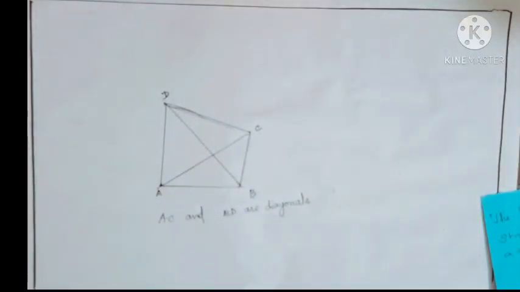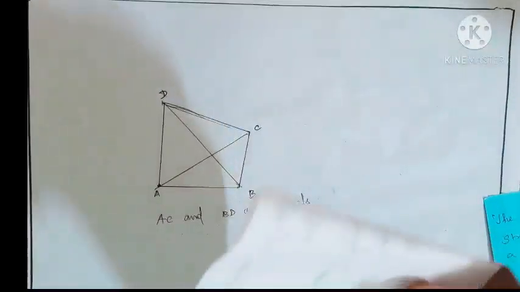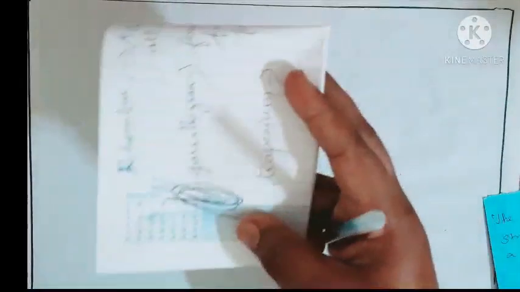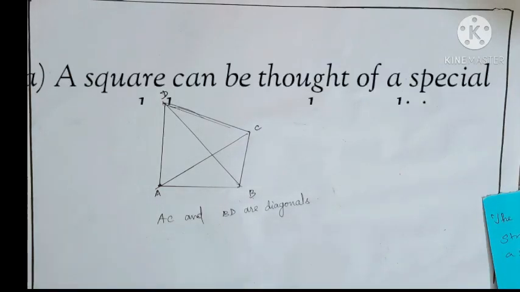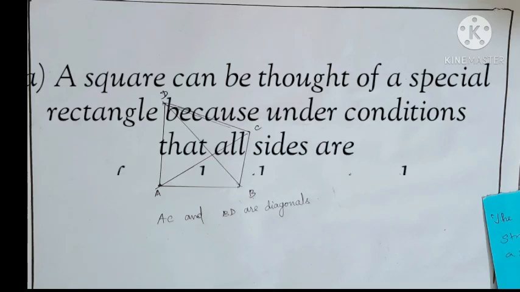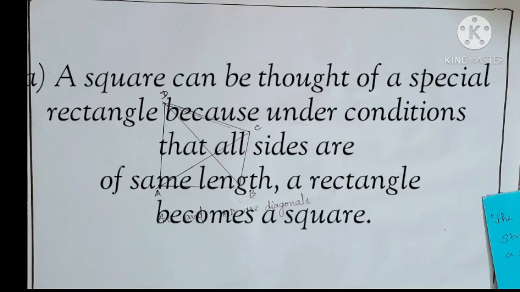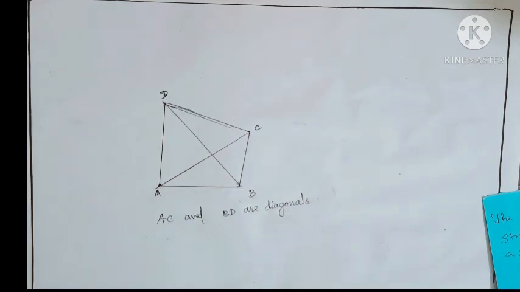So if you take an equal rectangle piece, imagine this paper, just fold this paper, you will get a square. So the reason is a square can be thought of as a special rectangle because under the condition that all sides are of the same length, a rectangle becomes a square. Understand? Fine. Second answer.